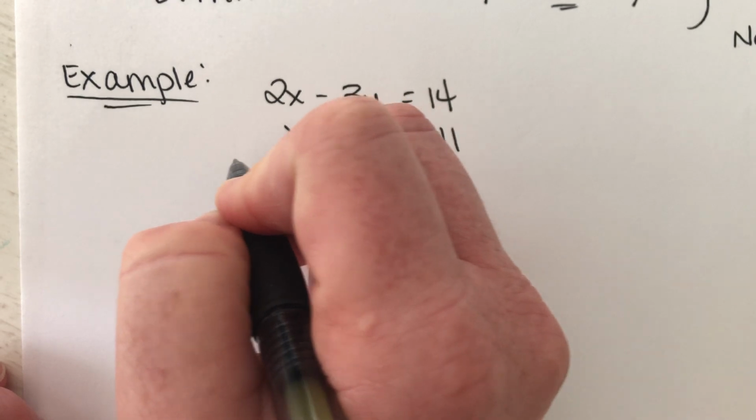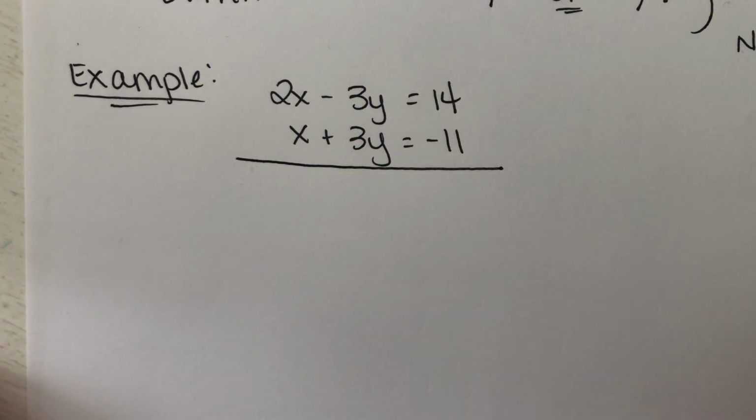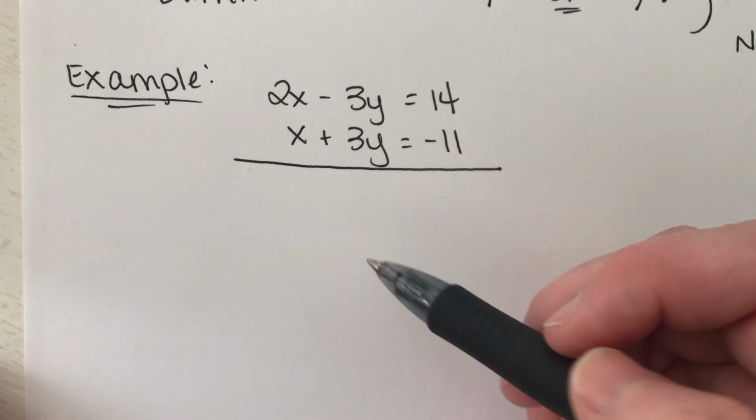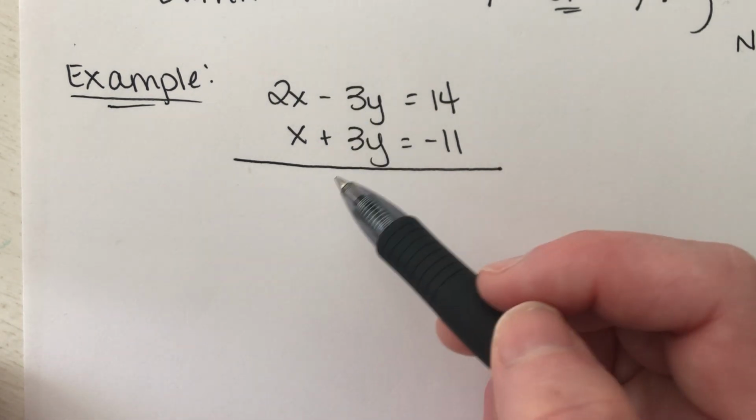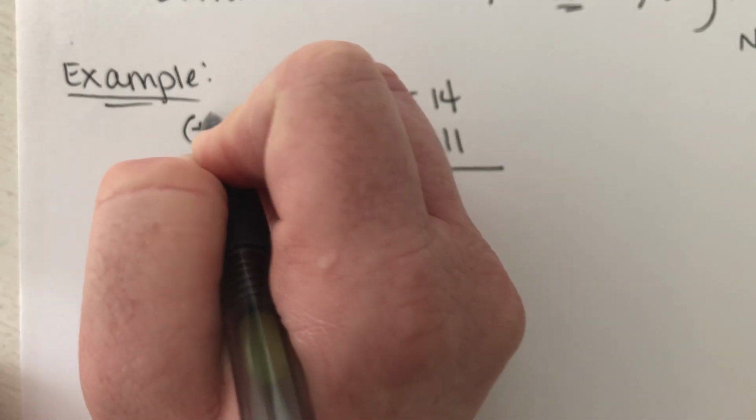I'm actually going to add these two equations together, and one of those variables is going to cancel out. That's my goal. That's why it's called elimination. You want to eliminate one of your variables. So I'm going to eliminate the y's since they have the same leading coefficient. They match. Now I know the signs are different. That only tells us that we're going to add them together.